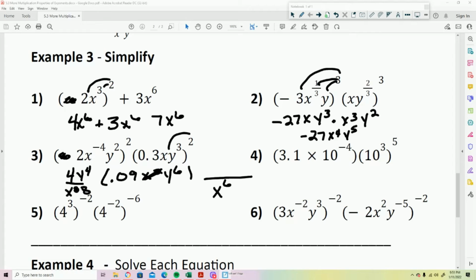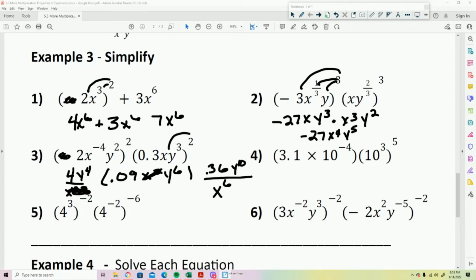Okay. Now I'm done with that. Now I'm going to multiply the 4 times 0.09. That's going to give me 0.36. The y to the 4th goes with the y to the 6th. That's y to the 10th. Yuck, after all that, that's our answer. Okay, it just takes a long time. It's just real tedious. Okay, but it's not that bad when you just break it down.